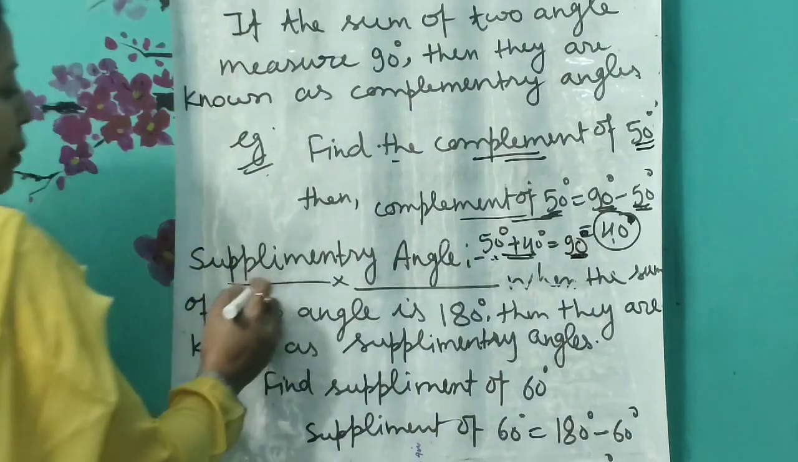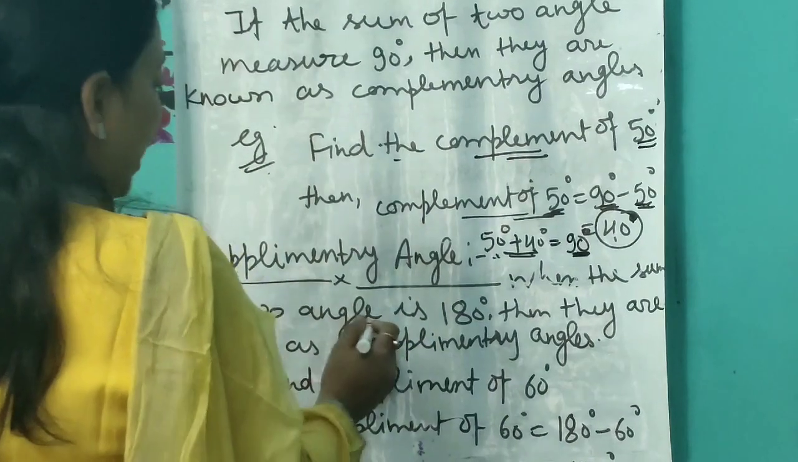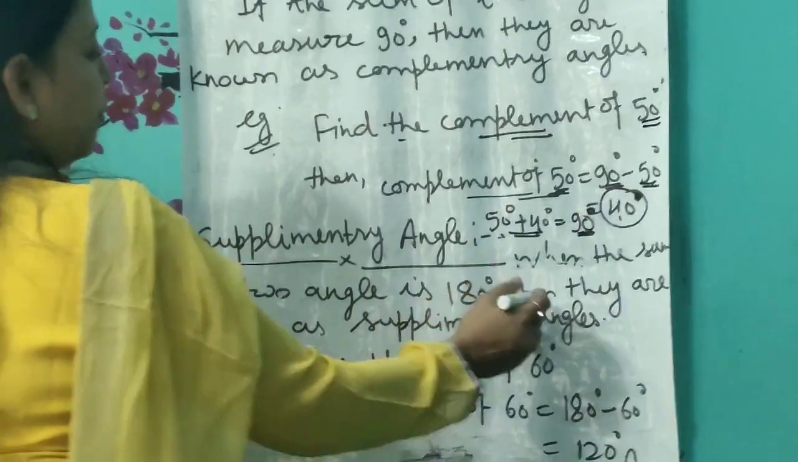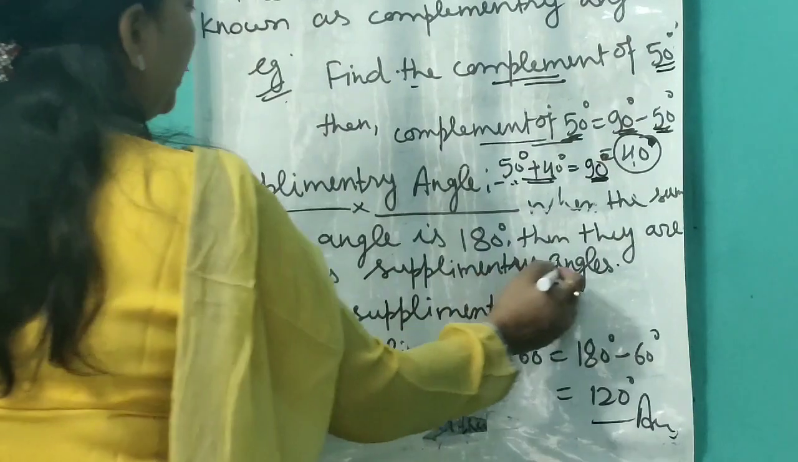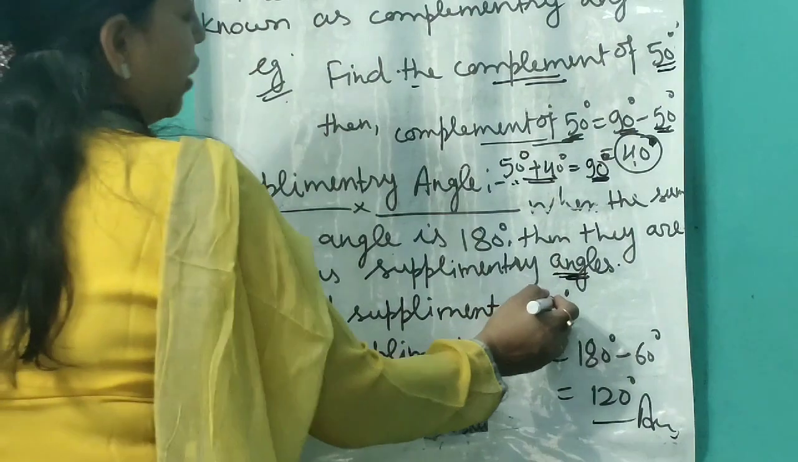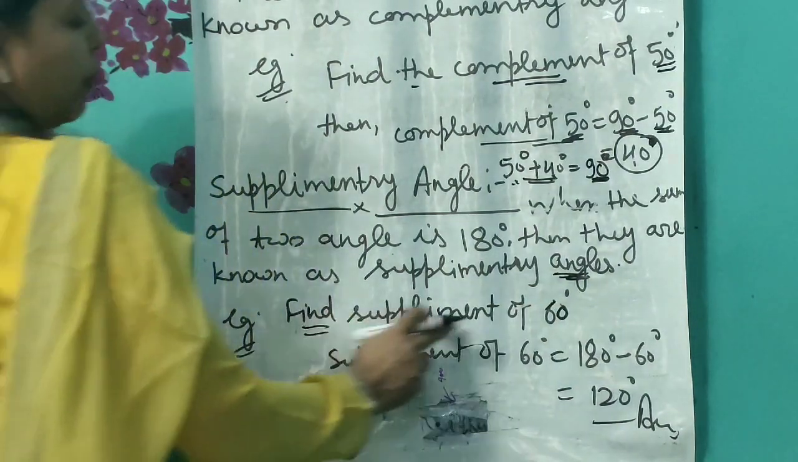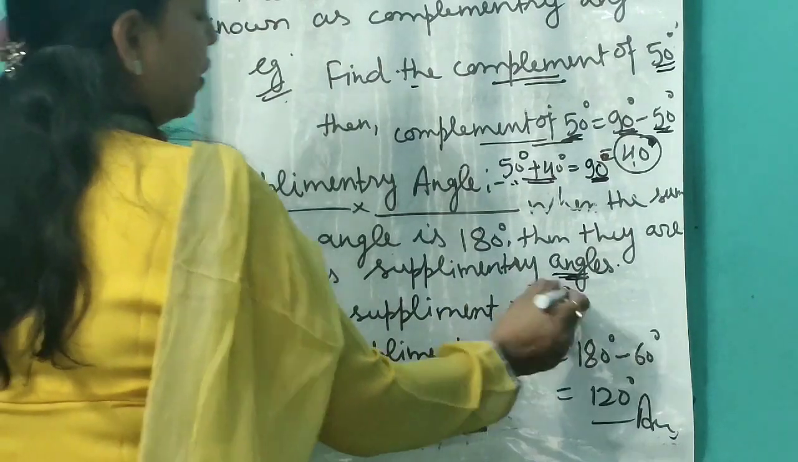Now, in the same way, supplementary angle. What is the meaning of supplementary angle? When the sum of two angles is 180 degrees, then they are known as supplementary angles. It means the sum of the two angles will be equal to 180. So let us discuss one example. Find the supplement of a 60 degree angle.